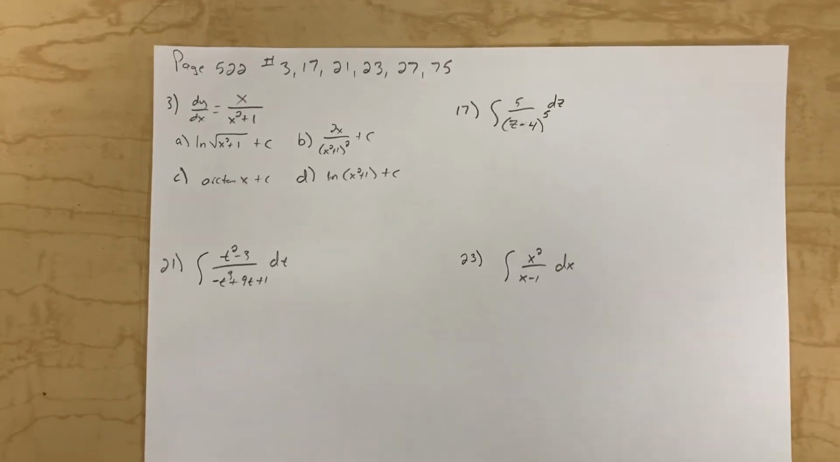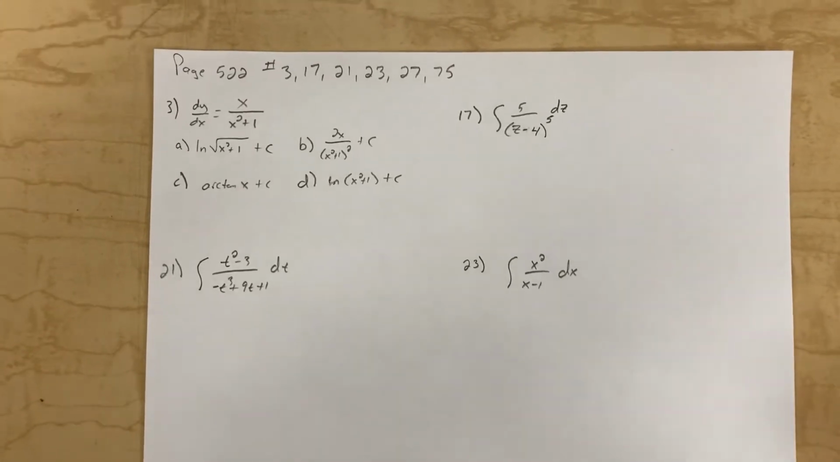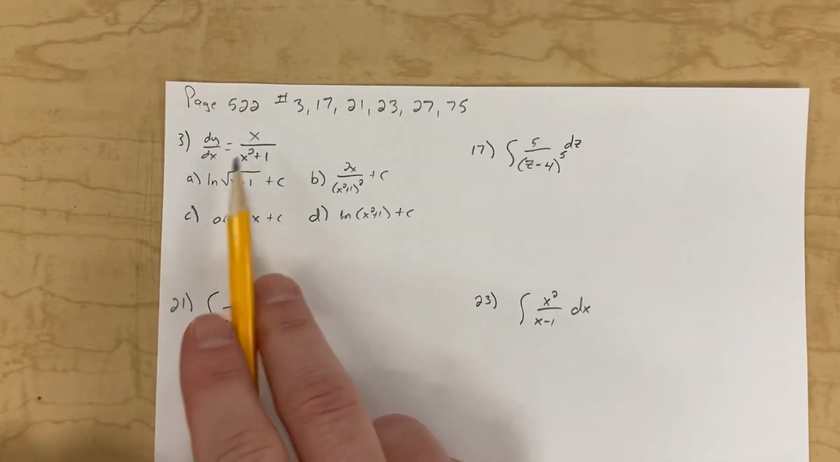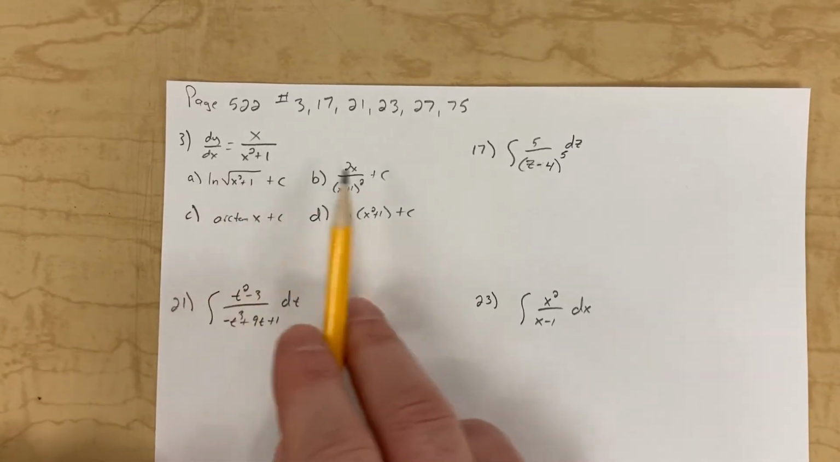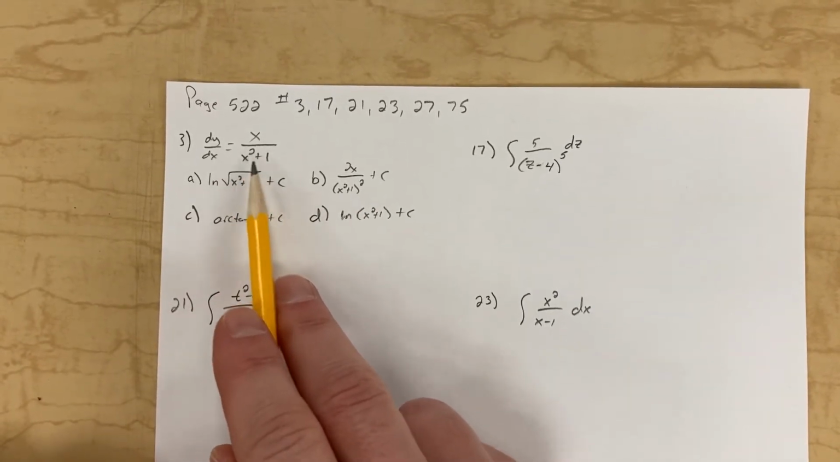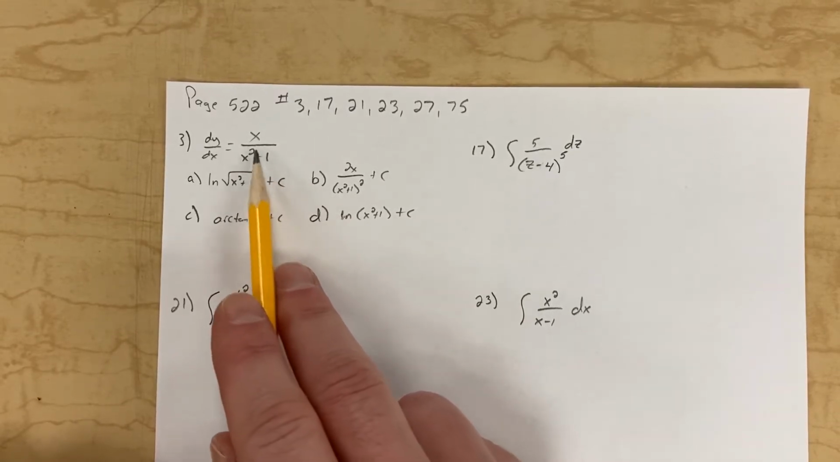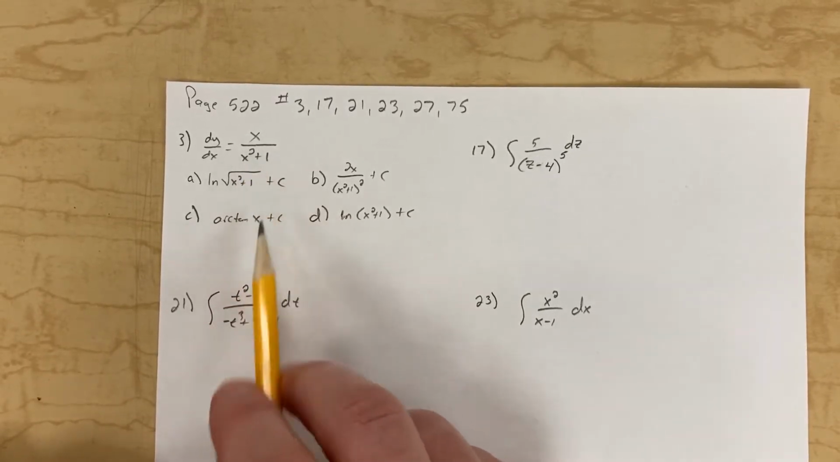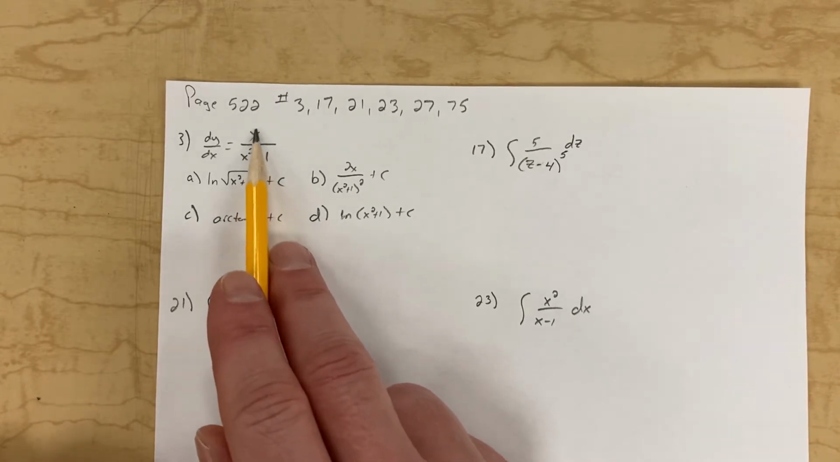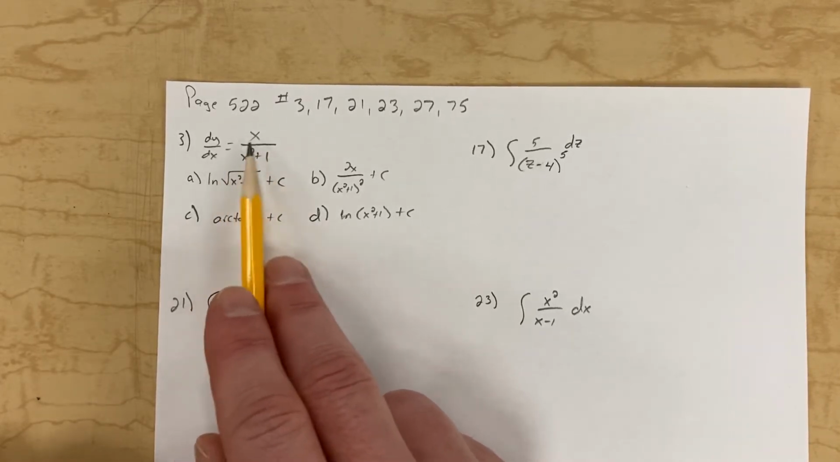All right, these are the answers to page 522, kind of getting a look at some different integration methods that we're going to use. For number 3, they wanted to know if we were to integrate here, what would this integrate into? And it might be tempting to think of this in terms of an arctangent, because you see the x squared plus 1, and that would be true if there was a 1 up here, but it's not.